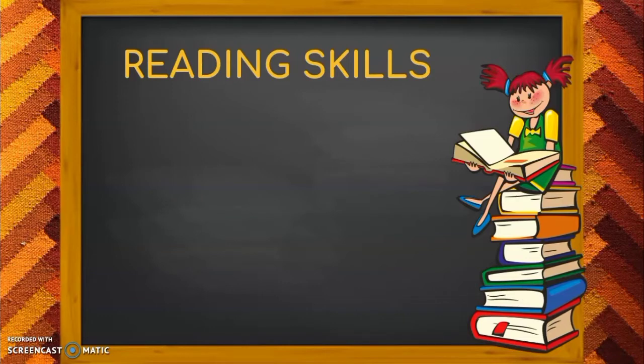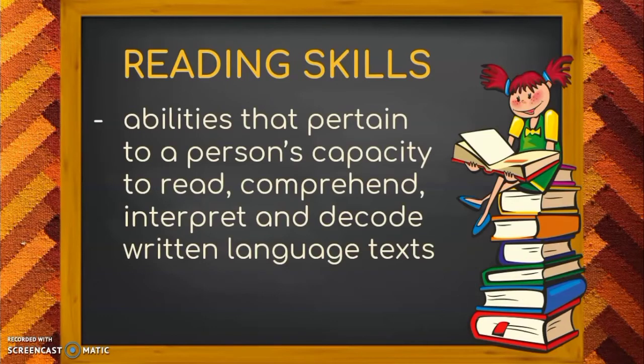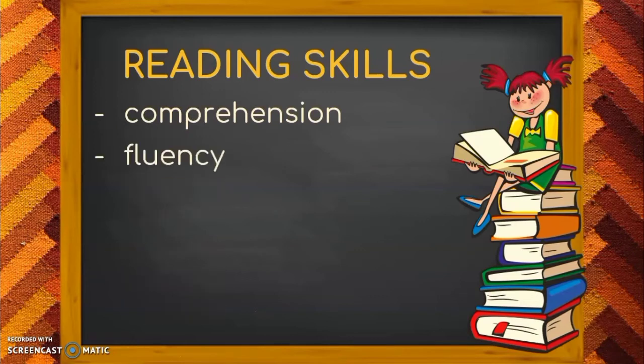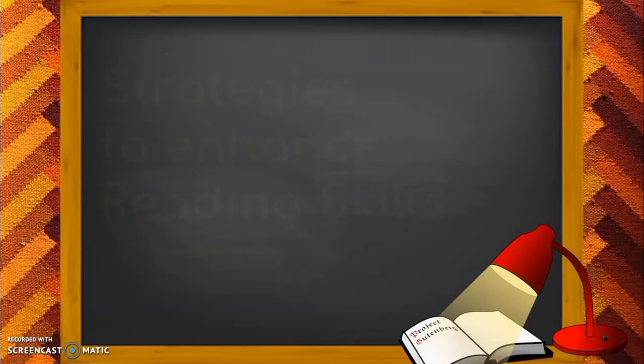What are reading skills? These are the abilities that pertain to a person's capacity to read, comprehend, interpret, or decode written language text. This includes your comprehension, your fluency, your vocabulary, as well as the strategies that you use as a reader to help you interpret and find meaning in a text. Now here are some strategies and tools that can help you find and interpret meanings of what you read.